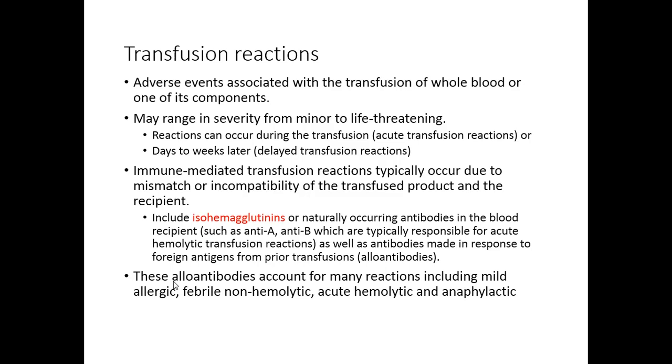So as I said, we don't make antibody to our own red blood cells, but we do make antibodies to other blood groups that are not like us. So as I said, a type A person has anti-B antibody in their blood. A type O person has anti-A and anti-B antibody in their blood. And a type B person has anti-A antibody in their blood. You're with me so far? Because those antigen-antibody reactions are really important in transfusion reactions.